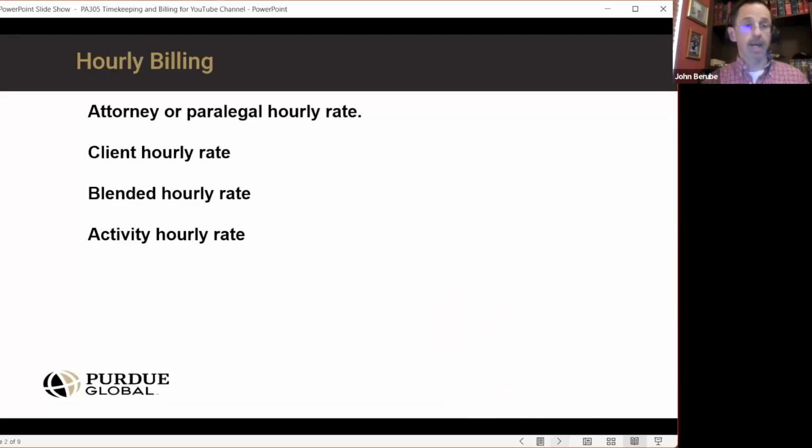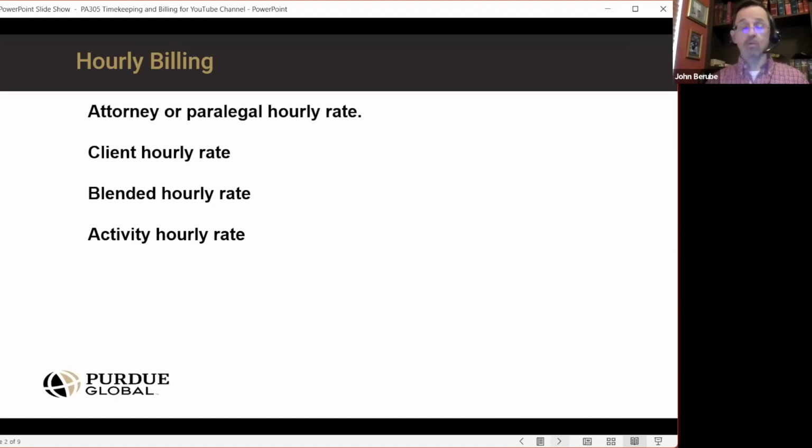So if we're looking at an hourly billing rate, there are a variety of different ways we can charge our time on an hourly rate. The textbook provides four different examples that are identified here. We first have the attorney or paralegal hourly rate. So an office will have standard rates for each of the professionals that work there that can bill their time directly to the client, which would be attorneys and paralegals. So one attorney bills at $200 an hour, the paralegal bills at $90 an hour.